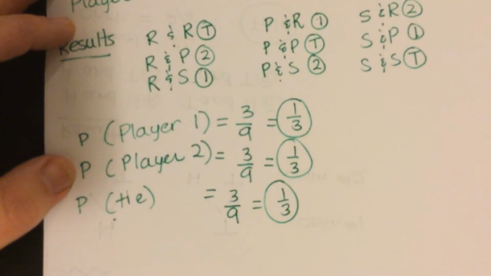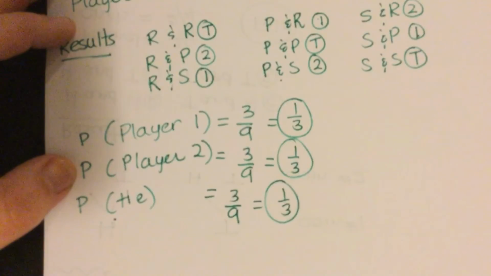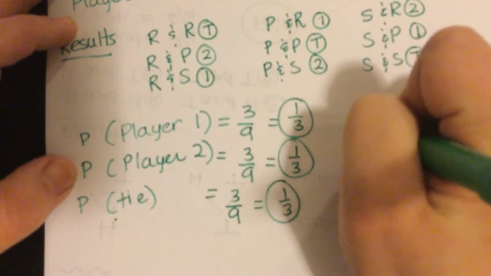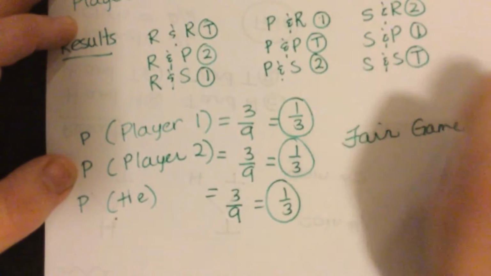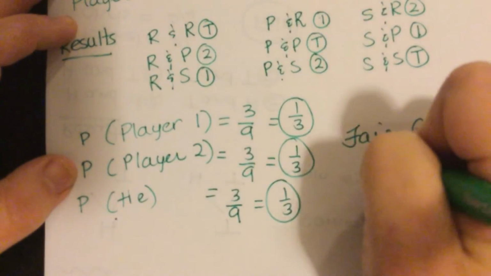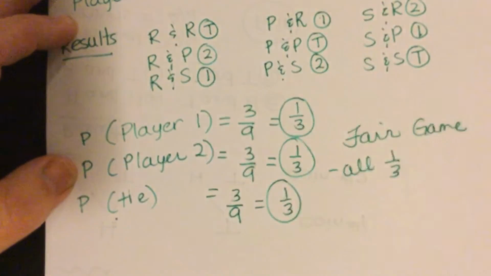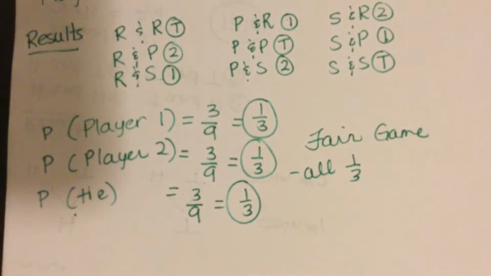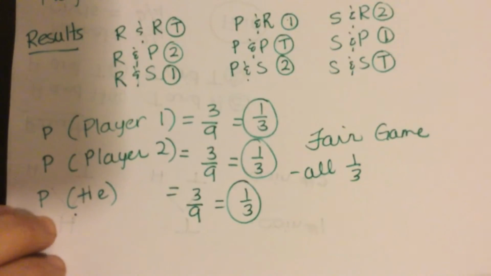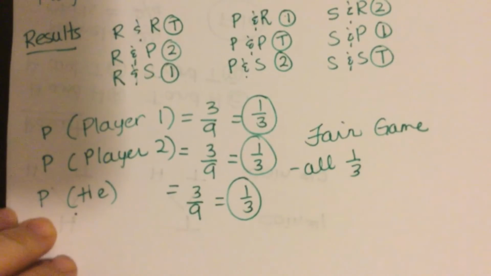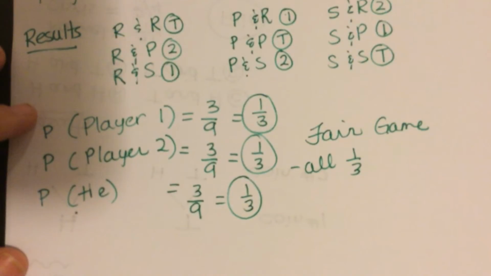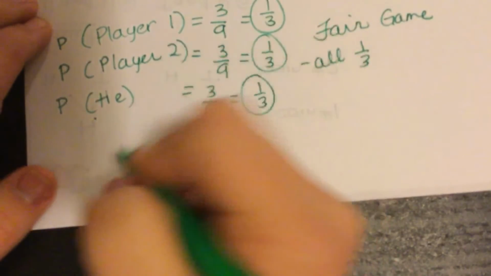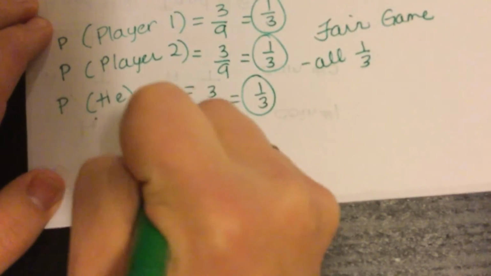Because the likelihood of all three outcomes is 1/3, that makes this game a fair game, because all outcomes are 1/3. When you're playing rock, paper, scissors, you can see that it's a fair game and all the players are equally likely to win. If you're playing the game 12 times, we know that the probability of winning is going to be 1/3, and I can multiply that by 12.